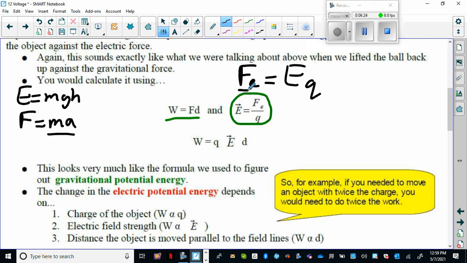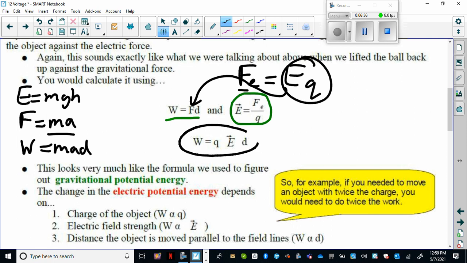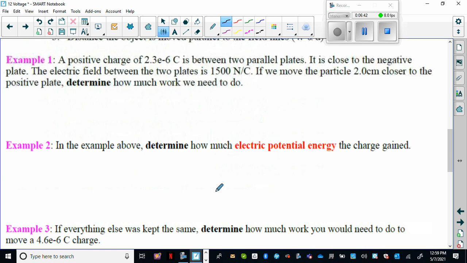And then we do exactly what we did over here. We ended up with this, W equals mad. We do the same thing here. We substitute this EQ in right there, and we get this formula here. Okay, so this is a derived formula that is actually not on your formula sheet, and we can use it to solve these problems.